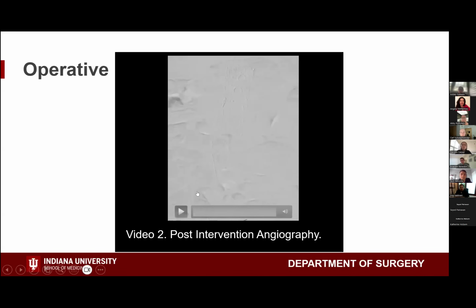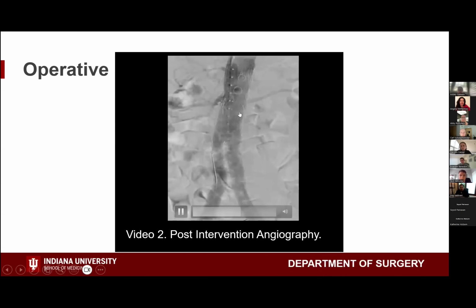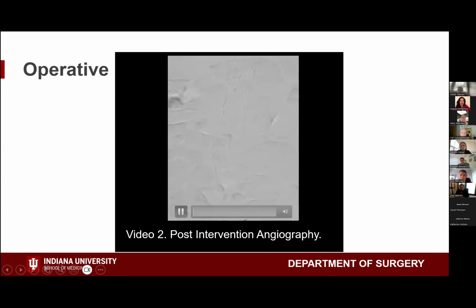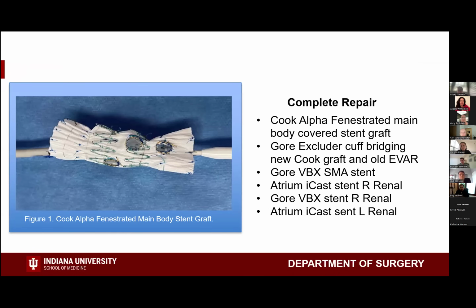So this is a post-intervention angiography that was performed. You can see his completed fenestrated repair with patent bilateral renals and SMA, and no evidence of endoleak. Here on this slide, I discussed the complete repair that this patient has, as well as I show an actual image of what a fenestrated endovascular graft looks like.